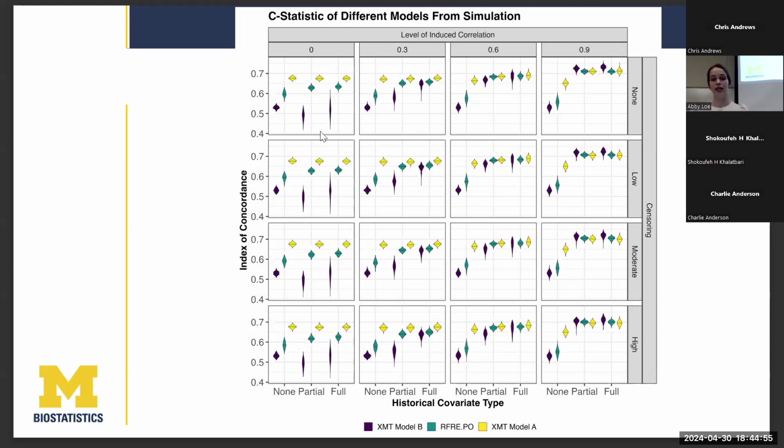In the completely independent case, we can see that our random forest seems to be able to deal better with our partial historical information than an XMT model that's just main effects. So it's able to take in this idea that our historical information is not great at baseline, but it increases over time. As we go down, the level of information that we have, just because censoring has been induced, is going to decrease. But in all of these cases, the random forest algorithm is performing at the same level or above our XMT model that is just main effects.